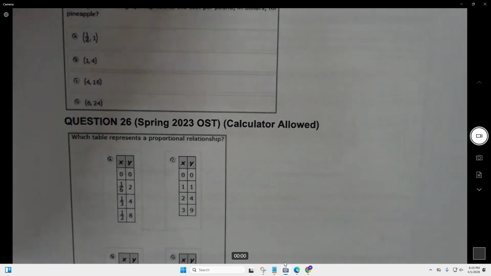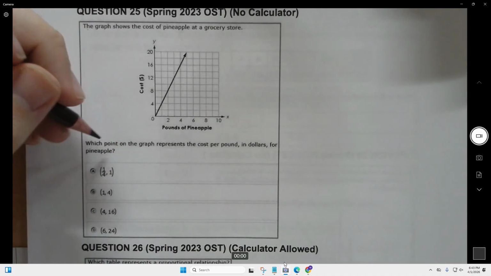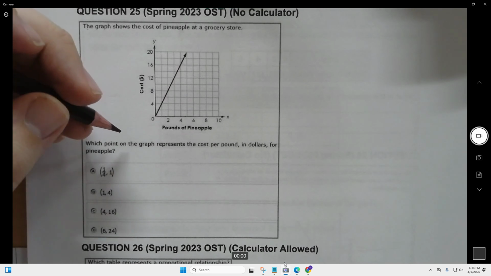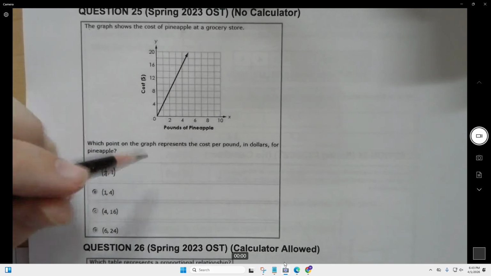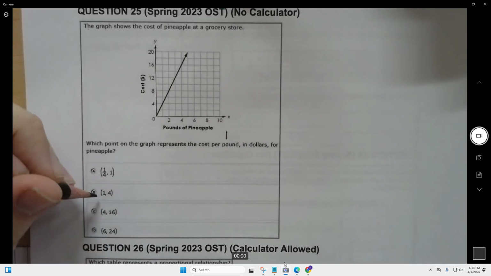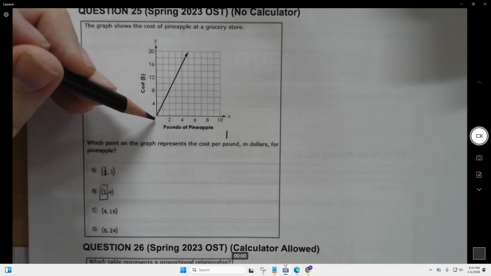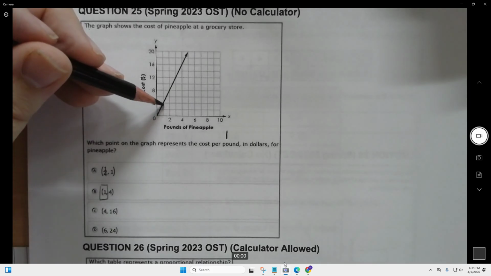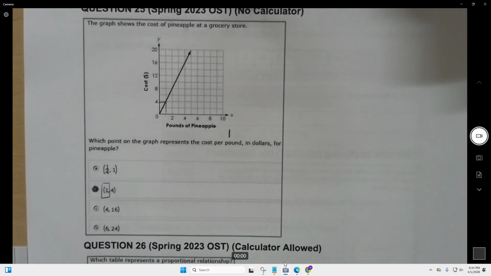Question 25. No calculator. This graph shows the cost of pineapple at a grocery store. Which part of the graph represents the cost per pound in dollars for pineapple? Well, whenever I hear per pound, I'm thinking of the cost for 1 pound. So the very first answer I'm going to check is the one where x is 1. 1, 4. 1 would be right here. 4 would be right here. Hey, wow, that works. Ta-da!